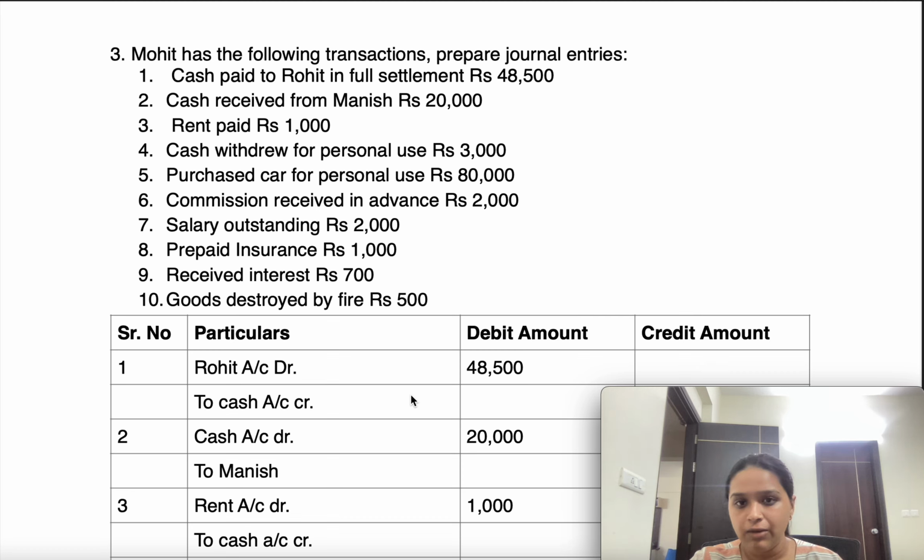And who is receiving the money? Rohit. So Rohit is a personal account. Who is the receiver here? Rohit account debit. Cash received from Manish. So Rohit has received 20,000 from Manish, right?